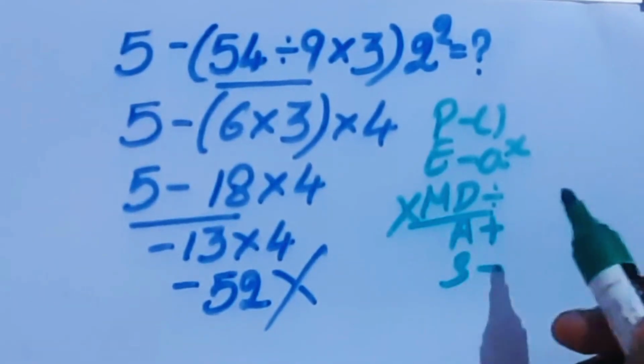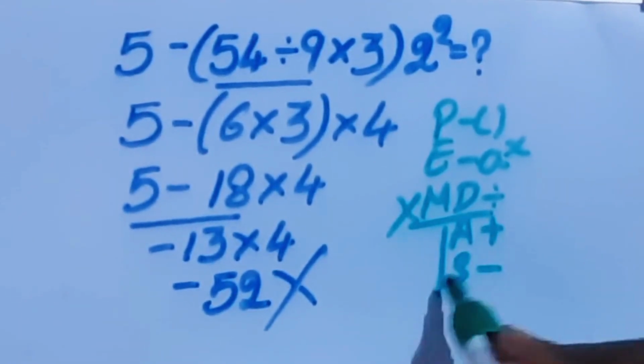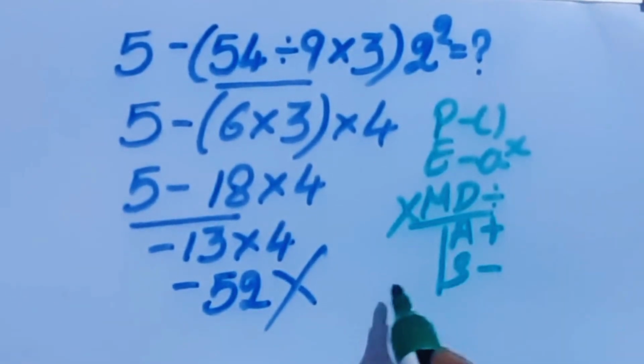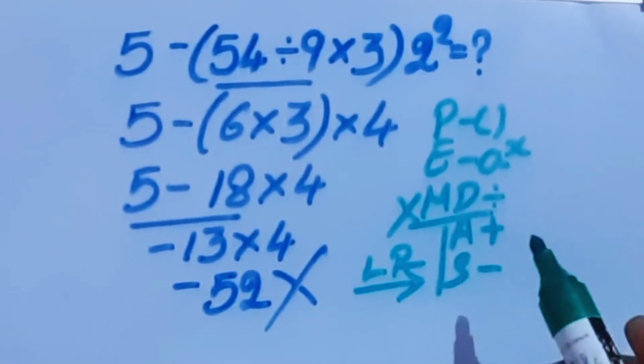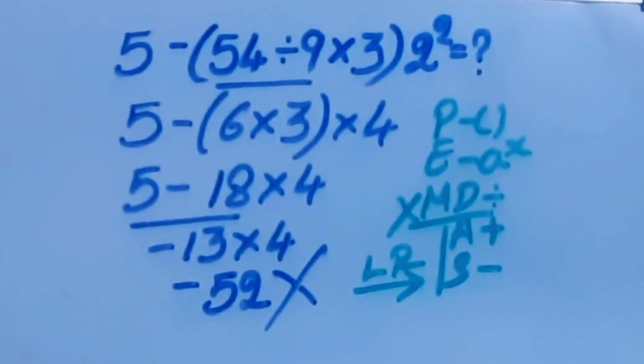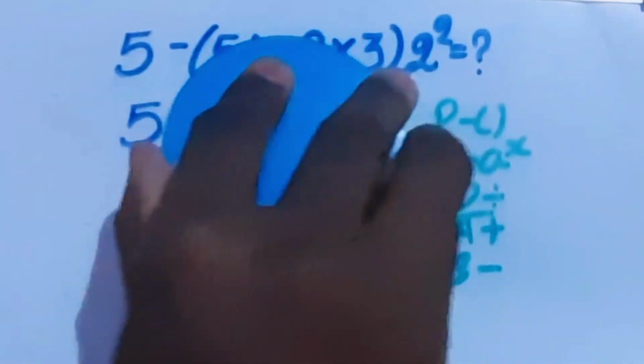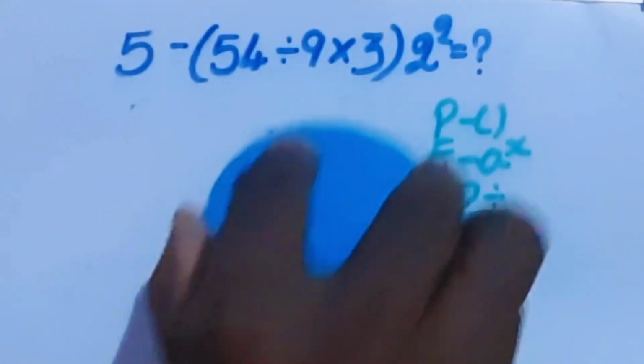Here multiplication and division are equal priority. Also addition and subtraction are equal priority. For this we are going to follow another rule called left to right. Now we are going to solve this problem in the correct way by using this order of operations, PEMDAS.